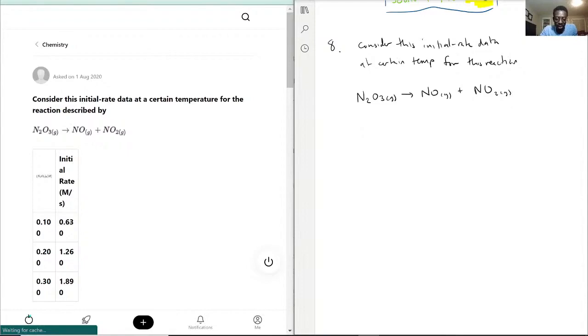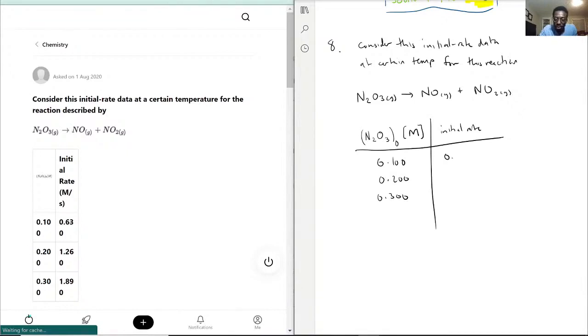We have now the initial concentration of N2O3 in different concentrations, and here they give us the rate of the reaction based on the different concentrations. Okay, so N2O3, C is what is that? So that's exactly at the beginning, so they have 0 and exactly want the concentration of it, and then we have initial rate. Okay, alright, so now we have 0.100, 0.200, 0.300, okay, and we have 0.630, 1.260, and 1.890.